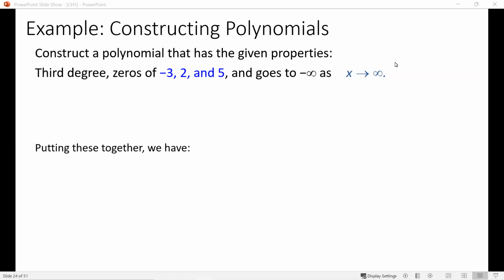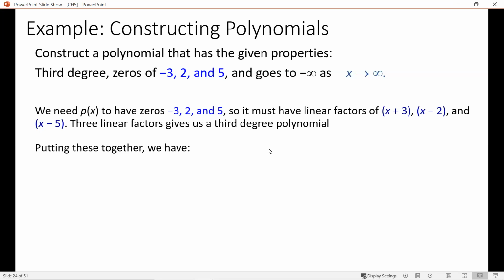All right, so we can use all this actually to create polynomials with whatever zeros and end behavior we want. So if we want to construct a polynomial that is 3rd degree and it has zeros of -3, 2, and 5, and it goes to, so y goes to -infinity as x goes to +infinity, we can do this. We want a 3rd degree polynomial and we have 3 zeros or 3 roots. So we're definitely going to have those 3 factors. That gives us our zeros.